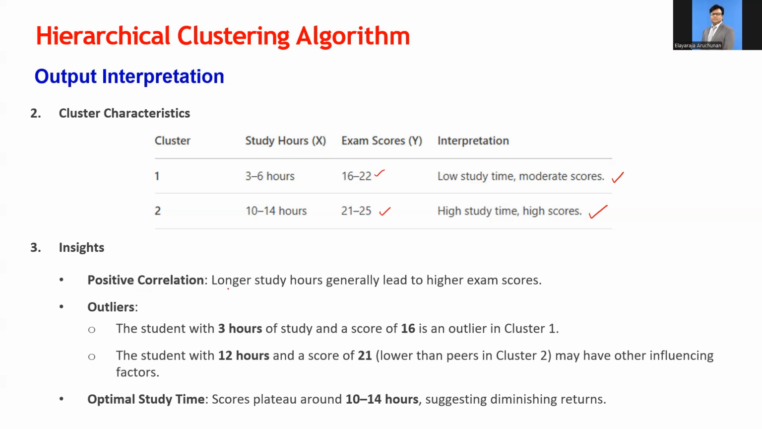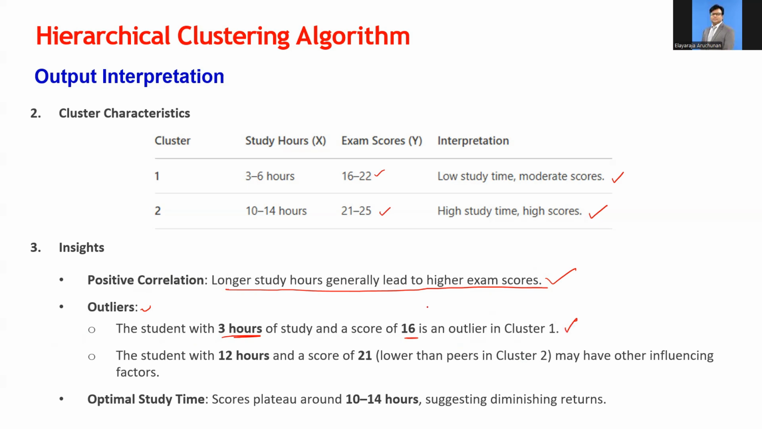Okay, the positive correlation: longer study hours generally lead to higher exam scores. This is the first conclusion we can make. Second, we can see outliers. The student with 3 hours of study and a score of 16 is an outlier in cluster one.